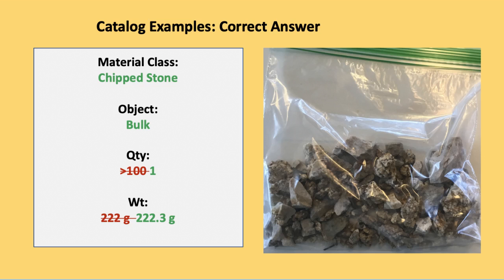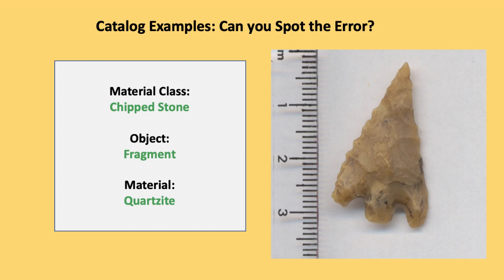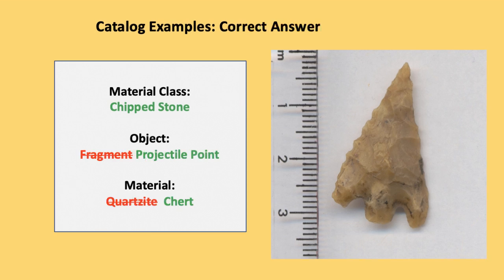Bulk material must always be recorded as a quantity of 1, and weight needs to be recorded to the nearest tenth of a gram. This projectile point has a non-granular smooth surface. Here we have a projectile point and not a fragment because it is fully intact.